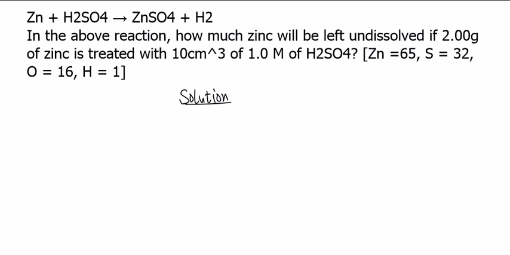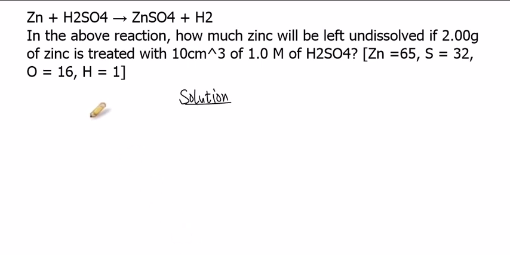Going back to the question, we are to determine the amount of zinc that will be left undissolved if 2.00 gram of zinc is treated with 10 centimeter cube of 1.0 molar of H2SO4. Based on the question, a specific amount of zinc has been given. That is, the amount of zinc that was used in the reaction was given. But then we are made to understand that not all of it reacted. That is, we have some amount that was left, and that's what we want to calculate. So to do that, the first thing we'll be doing here is to write out the chemical equation again. Then from there, we calculate the reacting masses of the reactants and then proceed from there.